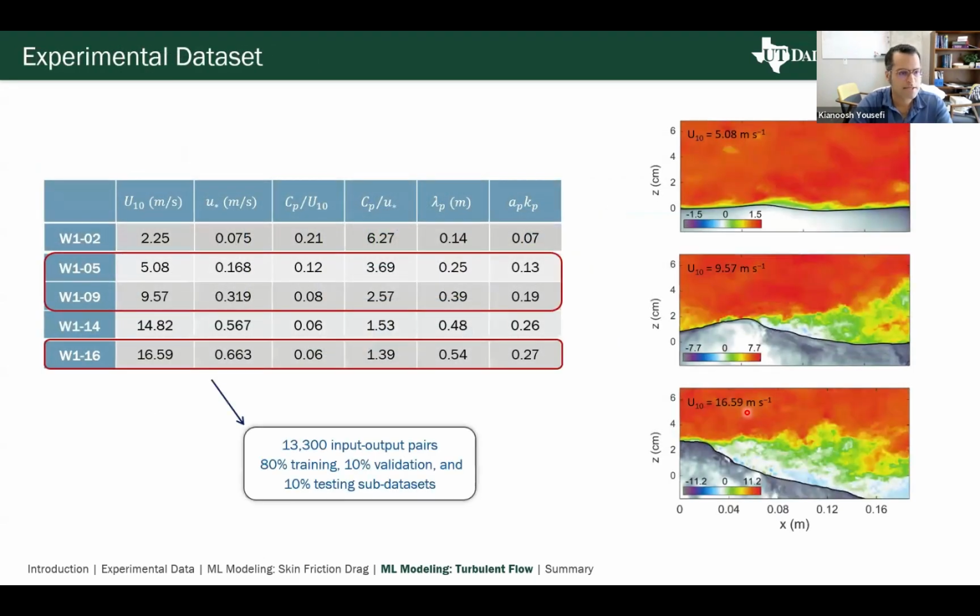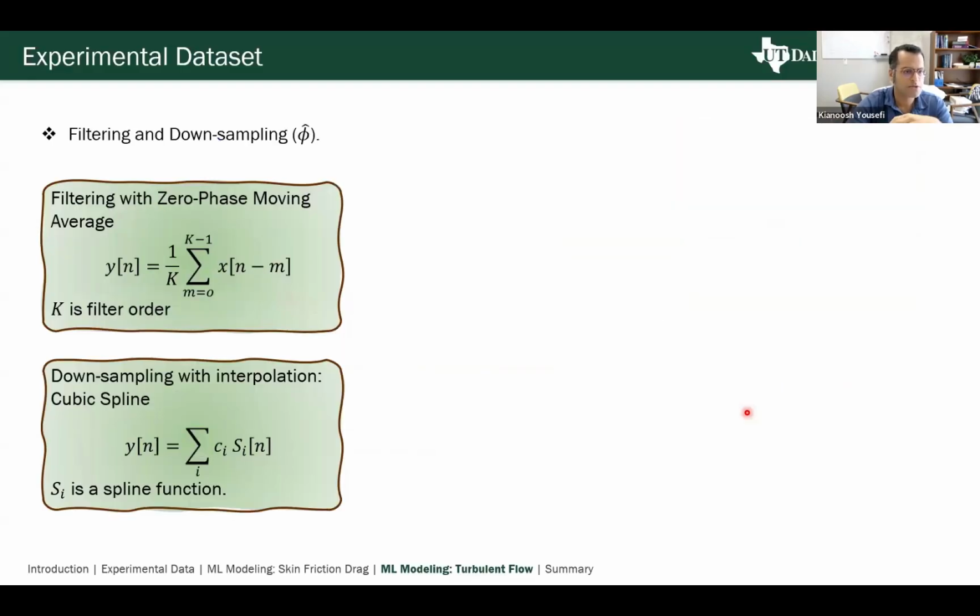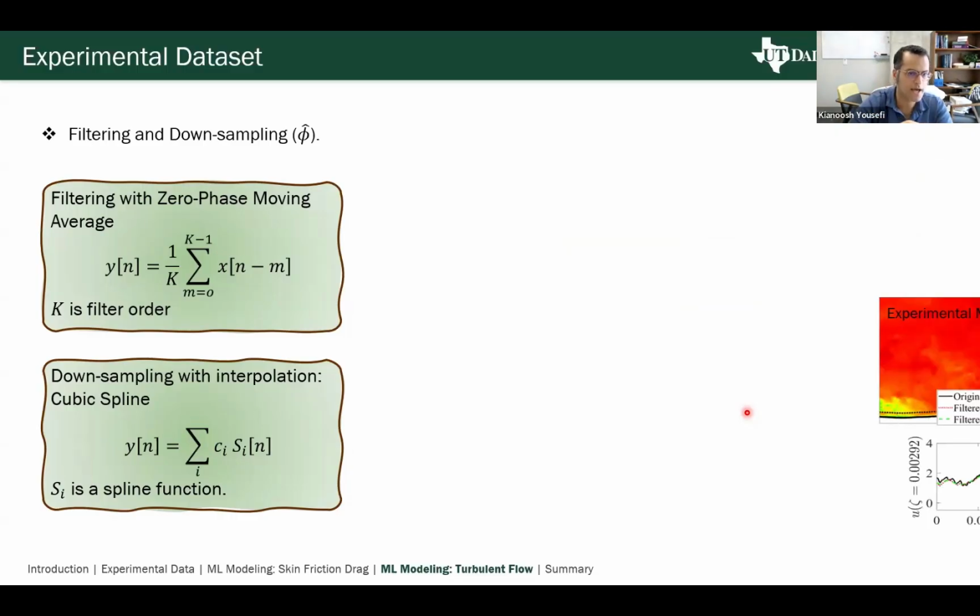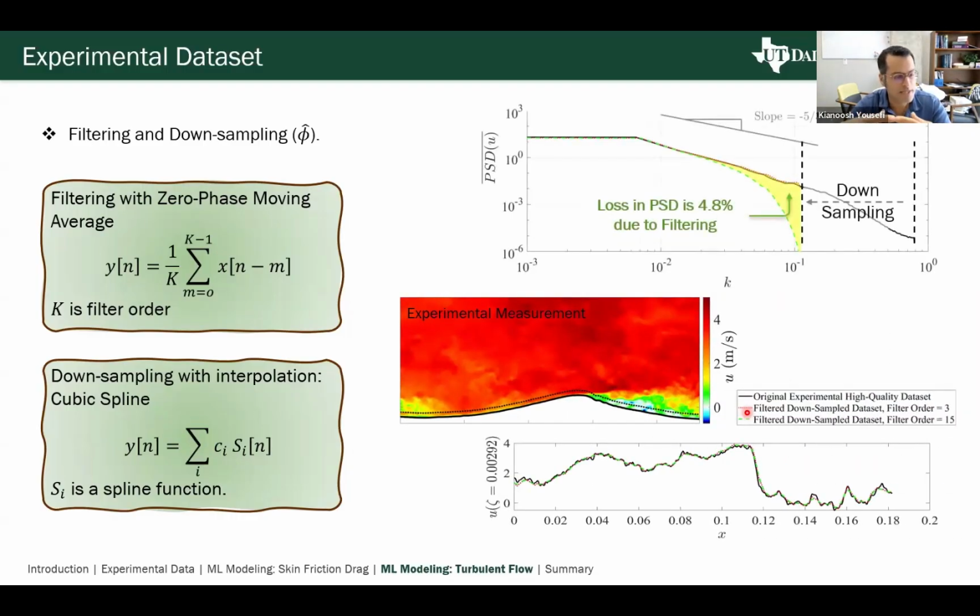And we use the same data set, the same 3 cases that we used for the training for the skin friction drag. But here, because we wanted to train over the entire data, the data set was quite large, so we had to downsample, and that downsampling of the experimental data causes losing the small scale features of the turbulence. You will see that here we will miss this much of the energy spectra. We also had to filter, so there is also a 5% loss here as well. We can see here an example of how downsampling and filtering can affect it.